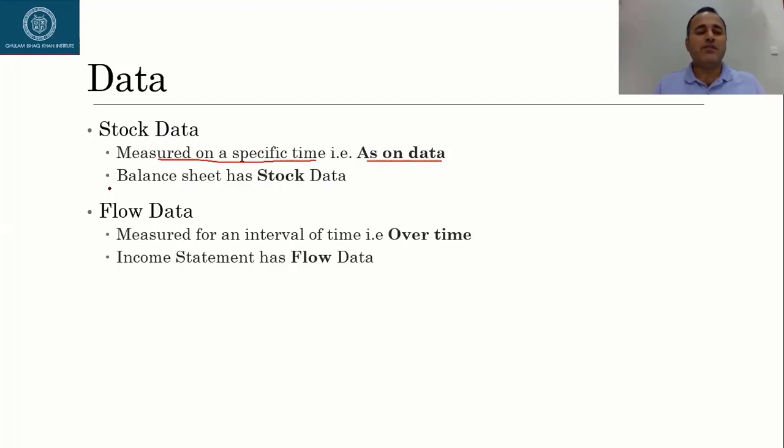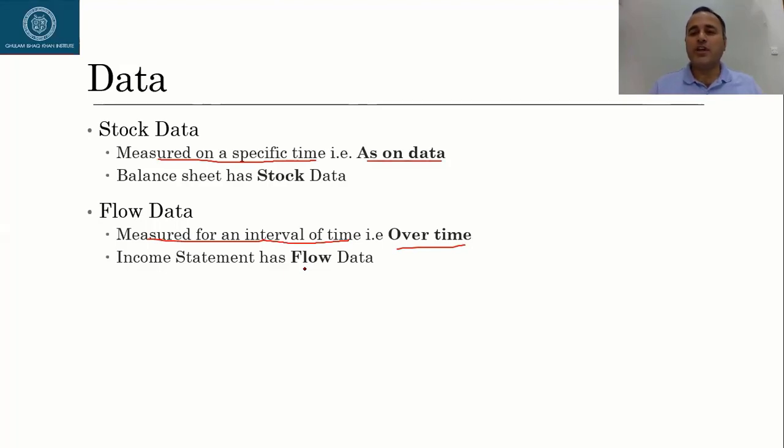The other type of data is flow data, which is measured for an interval of time, over time. So the income statement has flow data. Please keep this distinction in mind. Whenever we are talking about balance sheet data, it's stock data, because all the numbers, for example cash, mean the dollar or rupee amount the company currently has as cash in a bank account or cash.